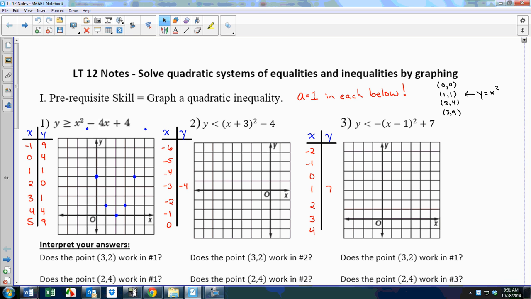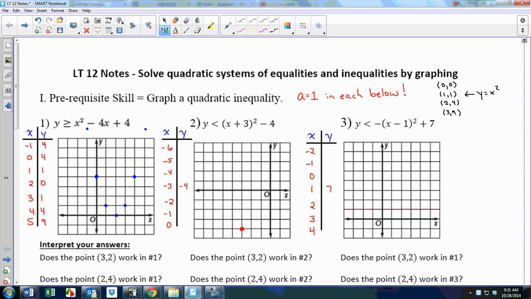If the a is 1, like it is in all of these, there's no stretching or compressing. So you can literally move the vertex and then graph the points 1, 1, 2, 4, 3, 9, etc. Let me do the picture part first. If you move number 2's vertex to negative 3, negative 4, left 3, down 4, your new vertex is right there.